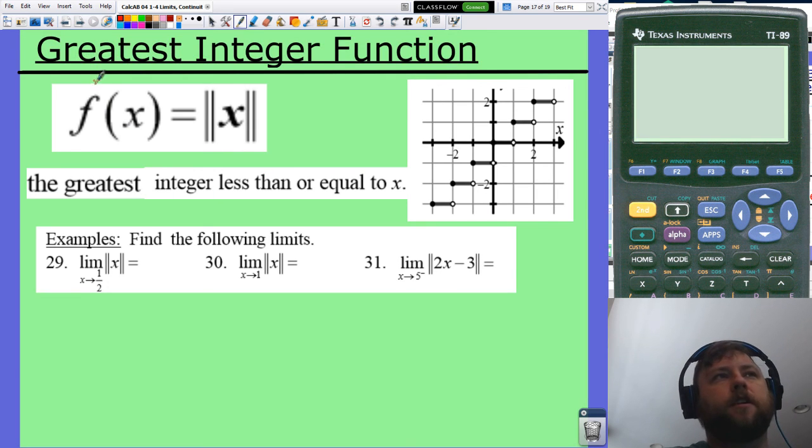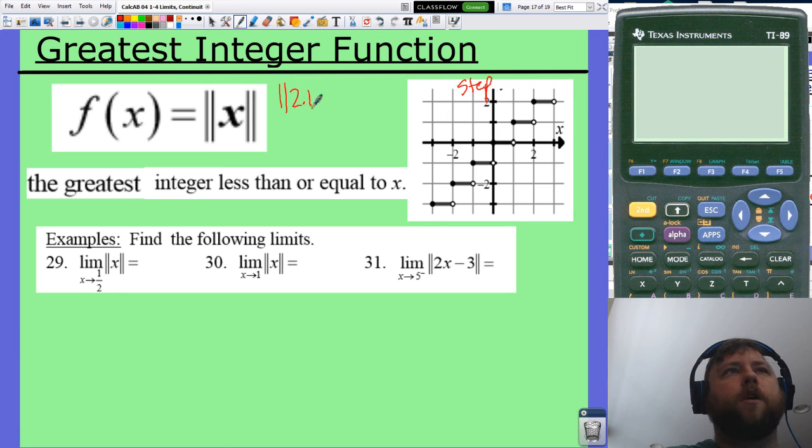Greatest integer function. Quickly, greatest integer less than or equal to x. Sometimes this pops up. Think of it as like double absolute value lines. You'll form these graphs like this. Sometimes we call these step graphs. So here's the concept of this. If I say the greatest integer of 2.1, and we say greatest integer less than that number, the greatest integer less than the number would be 2, because that's the biggest integer less than 2.1.